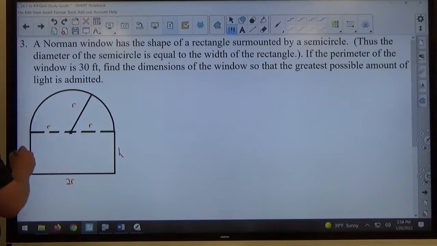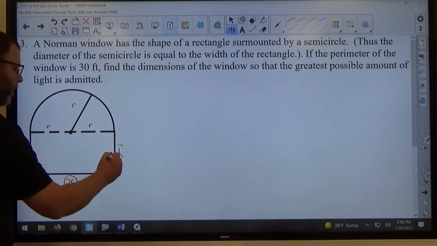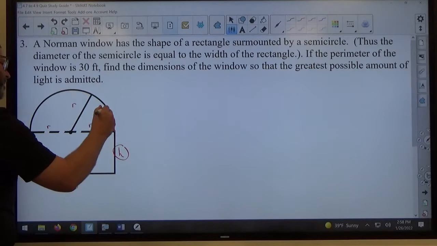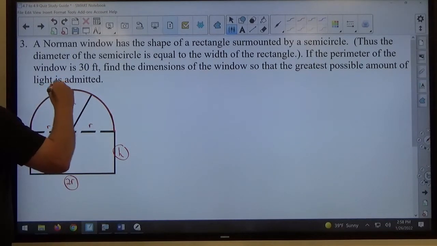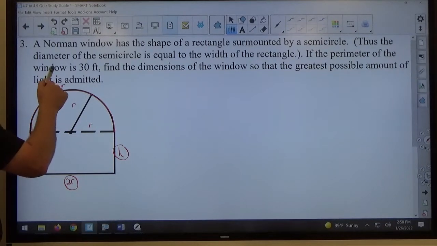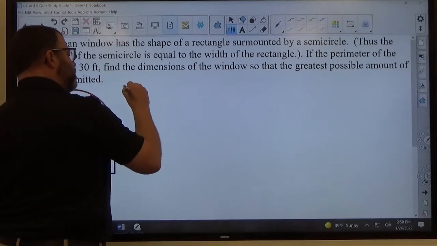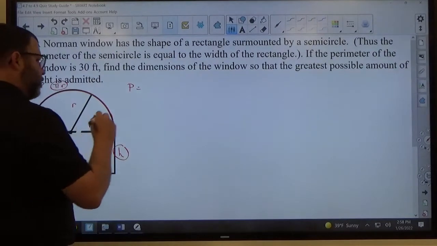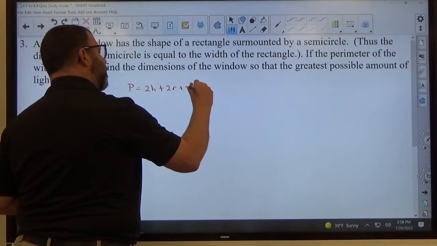So the perimeter would be the sum of the 4 sides. We have the straight up and down side here is h, left and right 2r, up and down h. And then the curved piece here, which is half a circle, is just pi times the radius. It's just the whole circumference 2 pi r, but it's only half of it, so divided by 2. So pi r. So the entire perimeter of this thing is 2h plus 2r plus pi r.